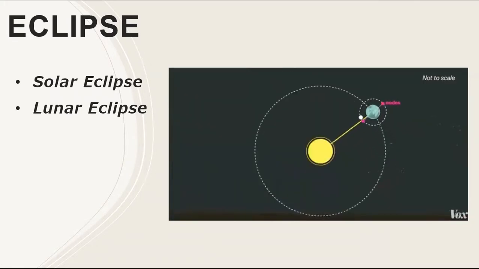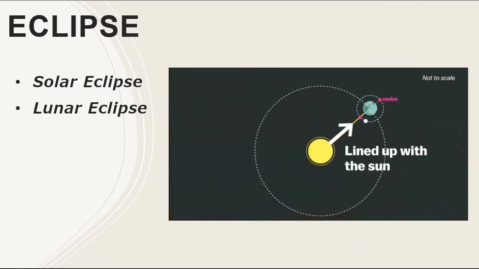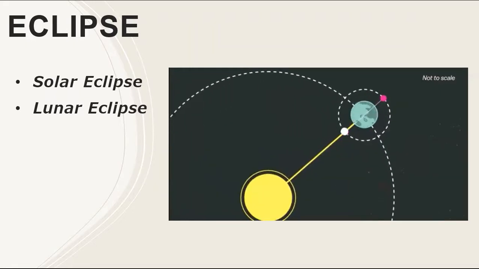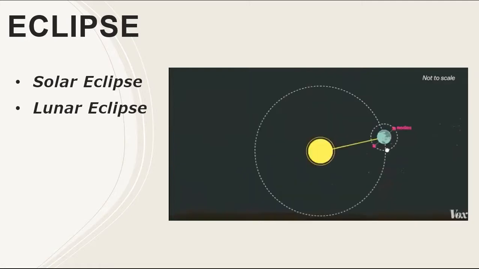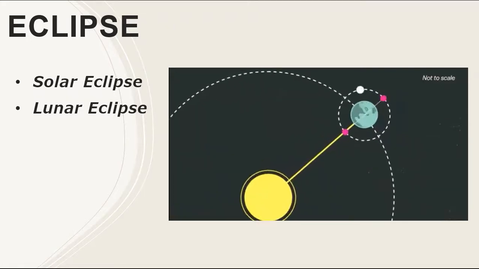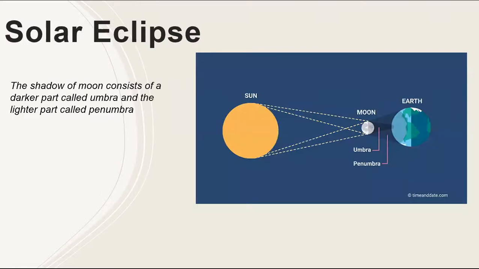A lunar eclipse occurs when the Moon moves into the Earth's shadow. This can occur only when the Sun, Earth and Moon are exactly or very closely aligned, with Earth between the other two, and only on the night of a full moon. Solar eclipse: the shadow of the Moon consists of a darker part called the umbra and a lighter part called the penumbra.